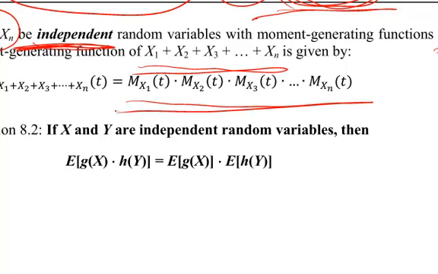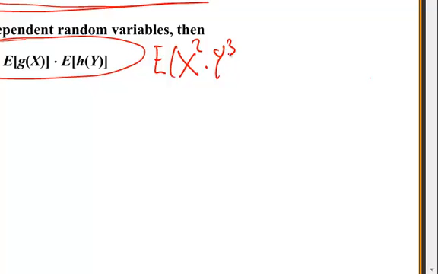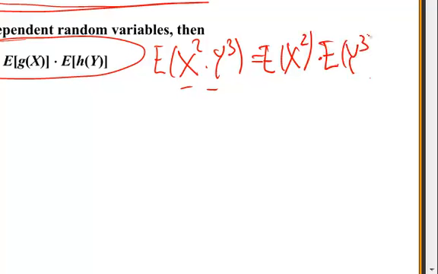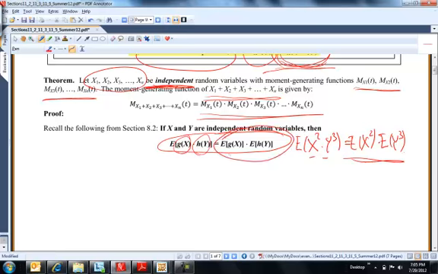So for the proof of this, we need an important fact from section 8.2: the expected value of g of x times h of x, where these are functions of random variables. So maybe this is something like the expected value of x squared times y cubed. If x and y are independent, this would be the expected value of x squared times the expected value of y cubed. And that's what independence can do for us. So I'm going to use this fact in this proof.